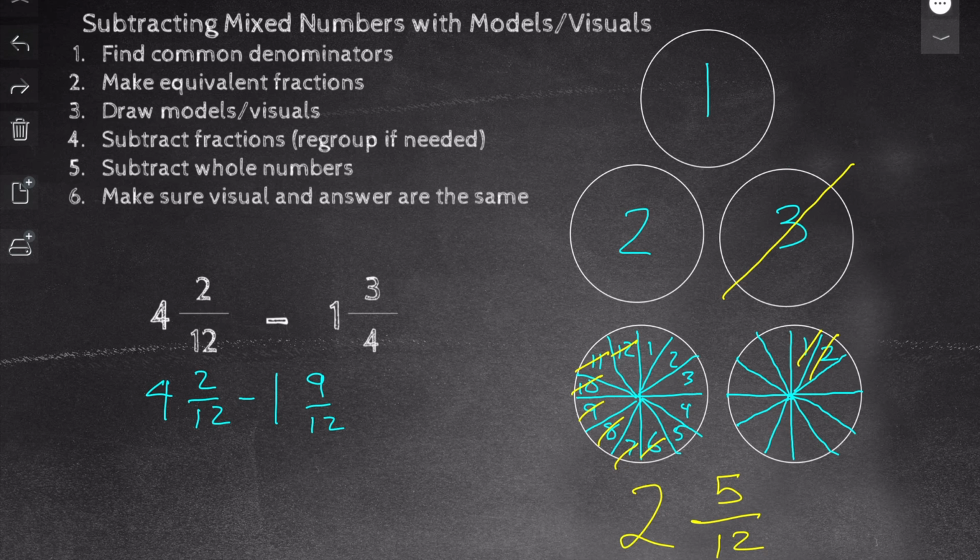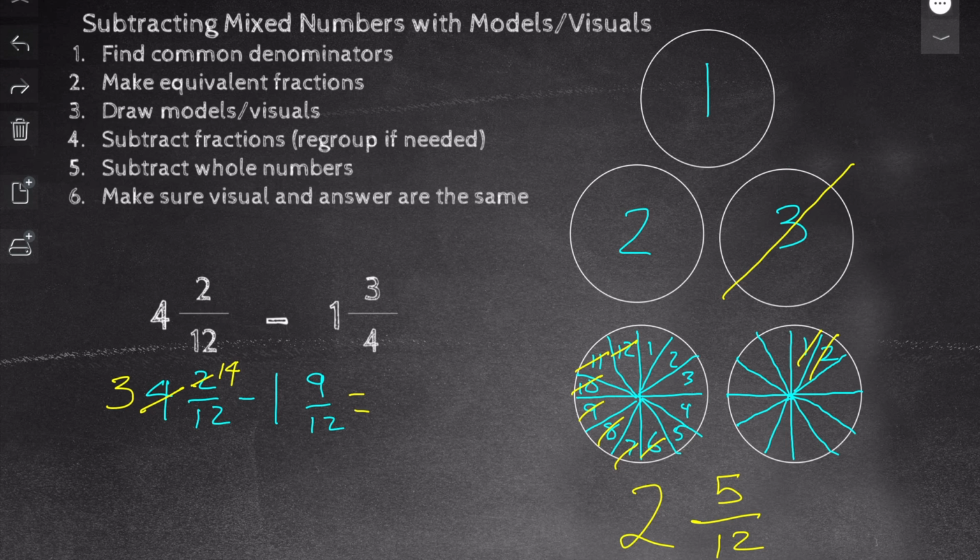Now let's see if our answer is the same when we do our number problem. I start with my fractions. 2 minus 9. I can't do that. I actually need to regroup. So I go ahead and take 1 whole away, and the 4 becomes a 3. And I have 12 pieces, so 12 plus 2 equals 14.